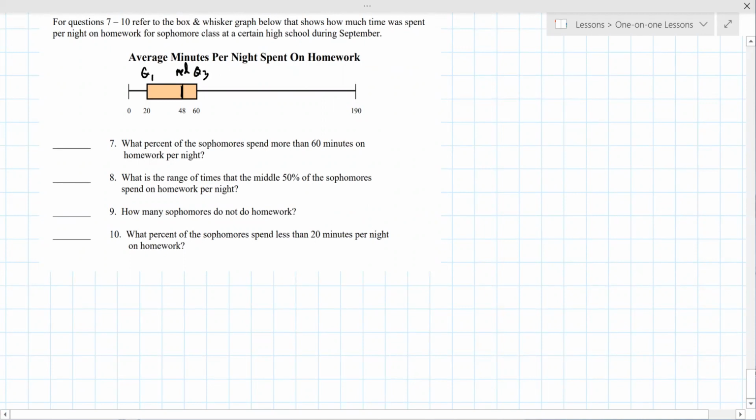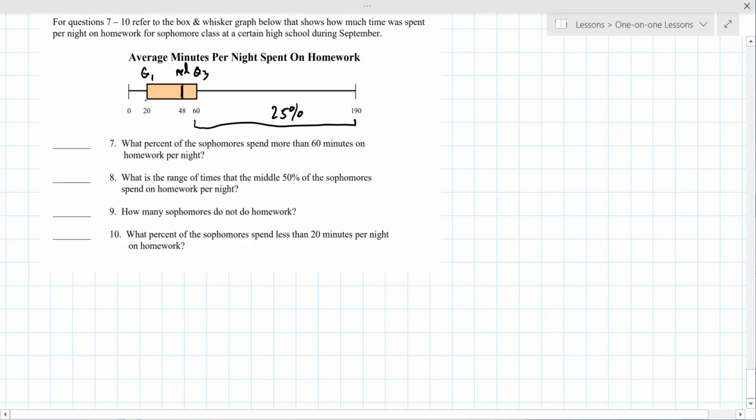What percent of the sophomores spend more than 60 minutes on homework per night? So what's the percentage in this region? 25%. It's 25% in all the regions. What is the range of times of the middle 50% of the sophomores spend on homework per night?